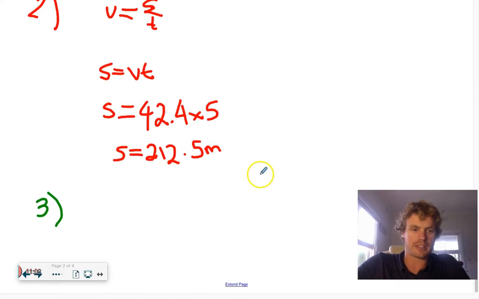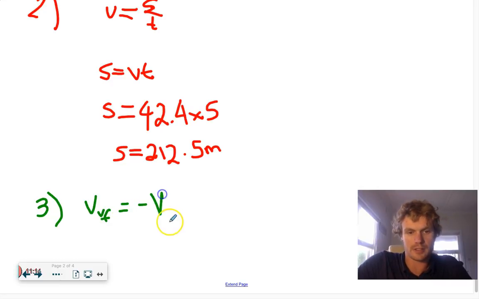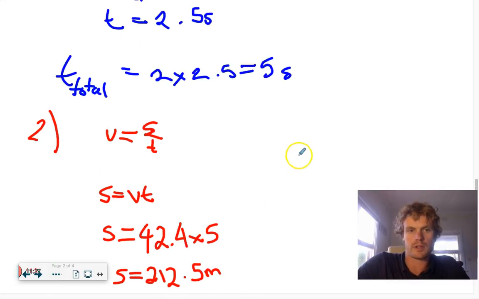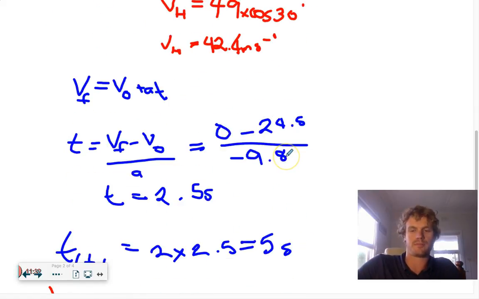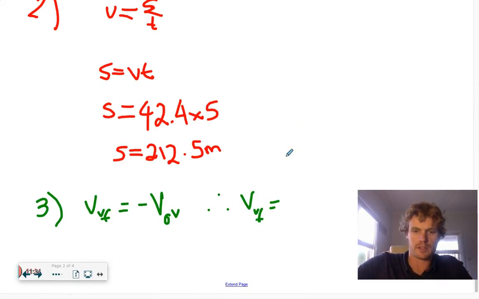So straight away I can say that my V in the vertical direction final is going to be equal to negative V0 vertical. So therefore V vertical final is equal to negative 24.5.